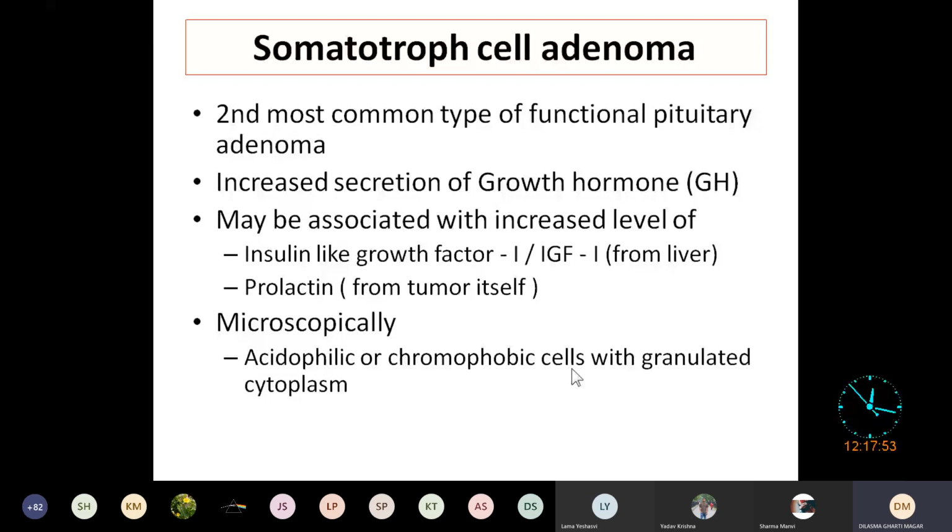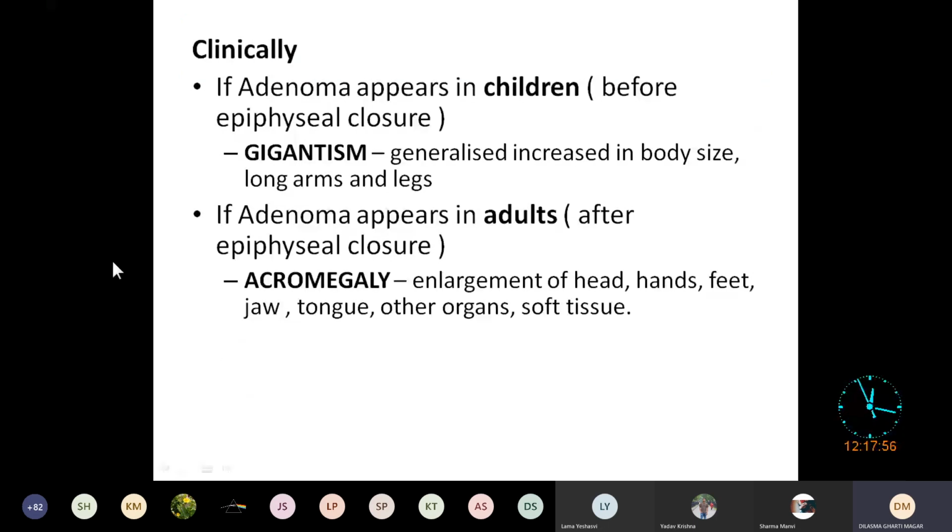Now we'll come to the clinical features. Growth hormone is for the growth of the person, isn't it so? So if the adenoma appears in children before the epiphyseal closure, then that child will become very huge in size. That is known as gigantism. Understood here? So here two terms you have to know. One is gigantism and another one is acromegaly.